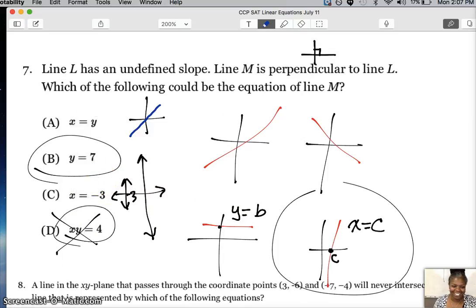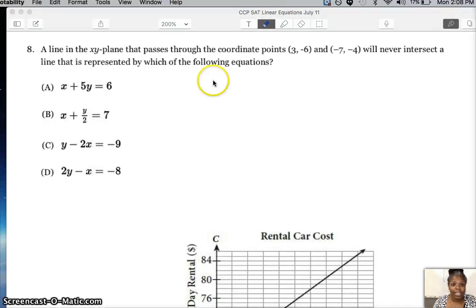Let's look at number 8. Here in number 8, we're talking about some line that passes through these points that will never intersect something else. Lines that don't intersect are parallel. We talked about it last time in the last problem. So we know that we're looking for something that is parallel. We don't really need to know the equation of the line. What we do need to know is what the slope is.